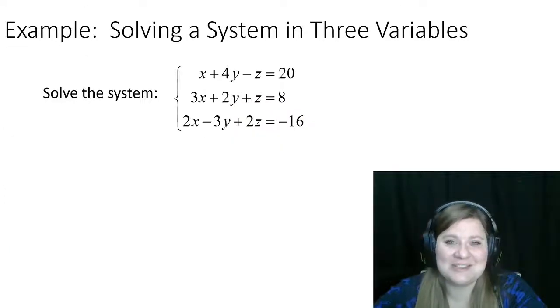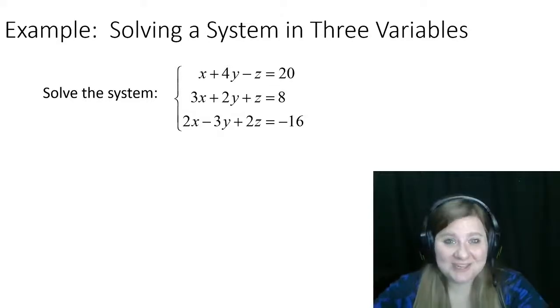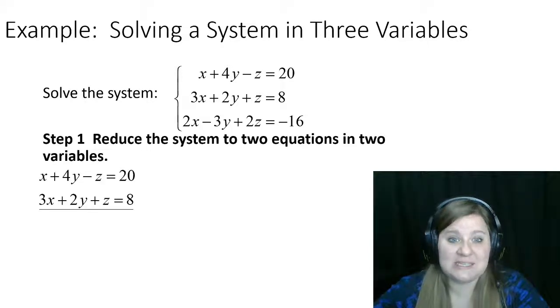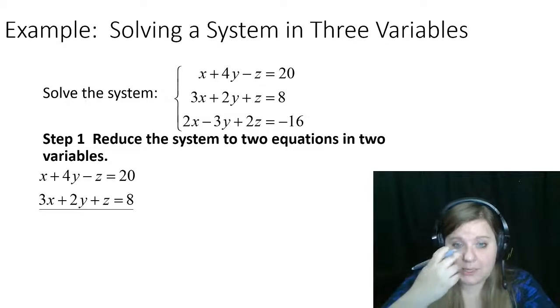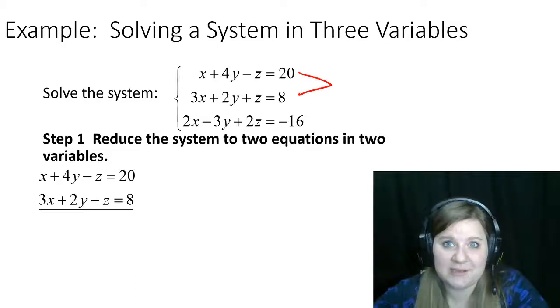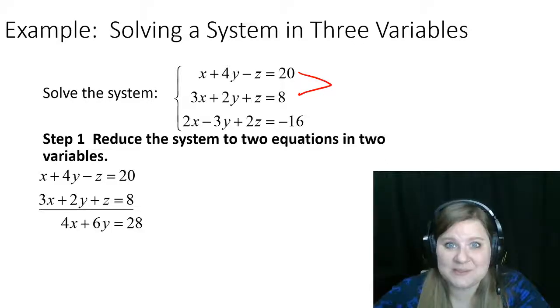So let's go ahead and practice solving a system of equations. Okay, so here I am going to get rid of one of my letters. I'm going to get rid of z. Okay, so to get rid of z, I'm going to start by adding the first 2 equations together. And when I do that, my z's cancel, and I end up with 4x plus 6y equals 28.